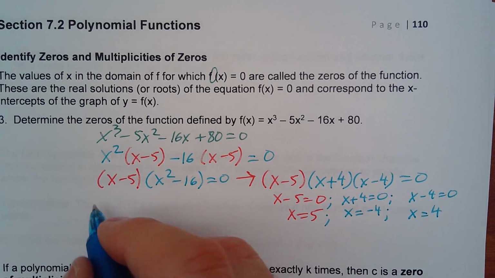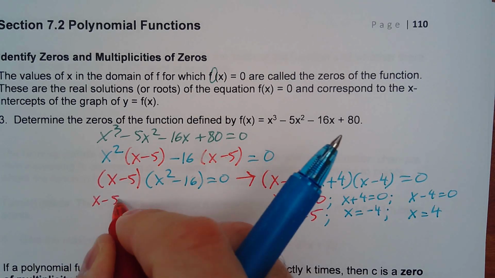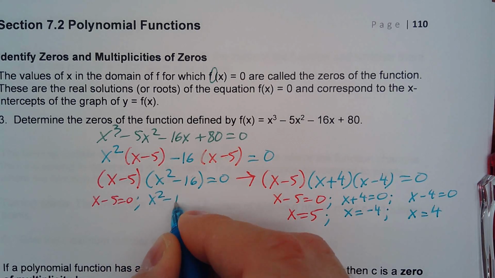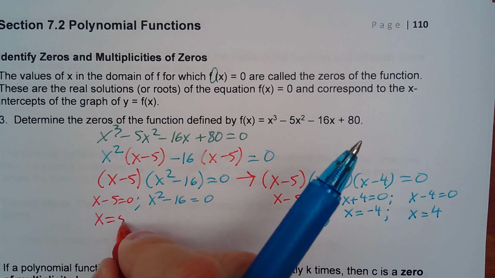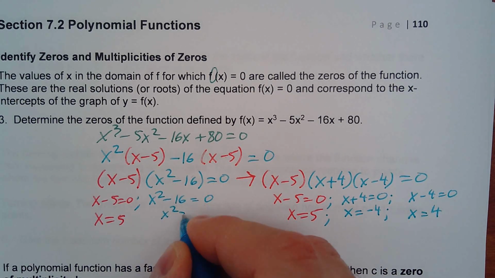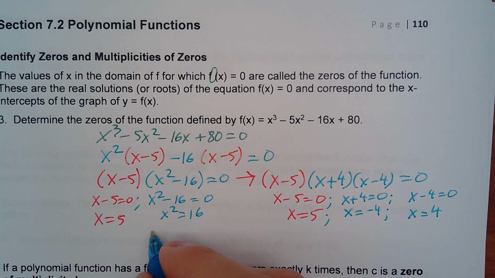The other way to approach it is we set that x minus 5 equal to 0, and then the x squared minus 16 equal to 0. This still gives you the same thing, x equals 5. This one I'd add 16 to both sides, and then when I use my square root property, I'm going to get x equals plus or minus the square root of 16, which is 4.